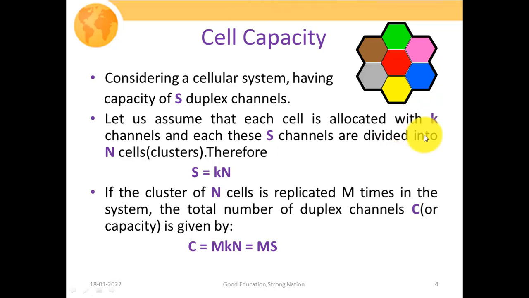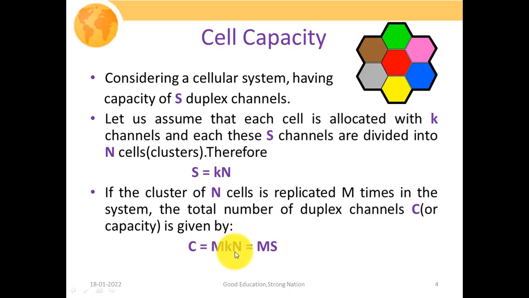So in this particular scenario, the capacity is given as C is equal to MKN, where M is the multiplication factor, that is, how many times we have replicated this complete cluster over the geographical area in order to provide the coverage.